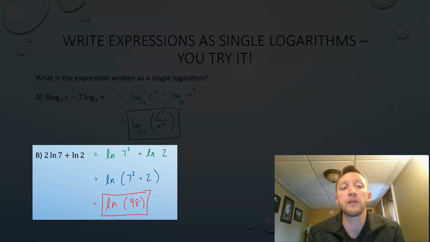Okay, looking at letter B there. Again, we only have a single exponent. The 2 would be an exponent for the 7. So we'd have the natural log of 7 squared plus the natural log of 2. And then we could combine those as a single logarithm. So we'd have the natural log of 7 squared times 2. And 7 squared is 49. And 49 times 2 would be 98. So to simplify that, we'd have the natural log of 98. So that's how you would do those.